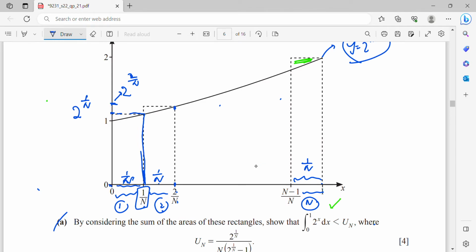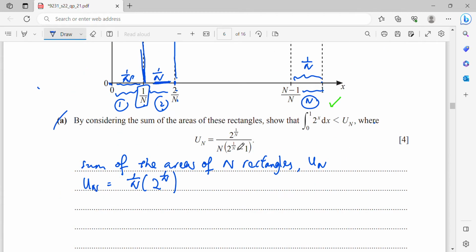Therefore, the area of the second rectangle is basically 1 over n times 2 to the power of 2 over n. So from here, if you can see the pattern, it is always 1 over n all the time. So I have plus dot dot dot. The last one is going to be 1 over n.